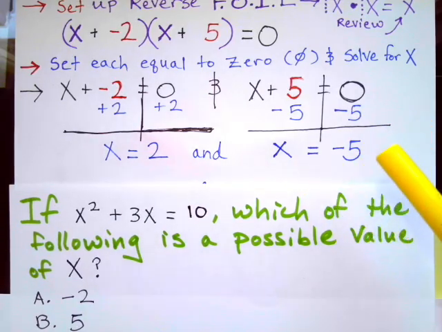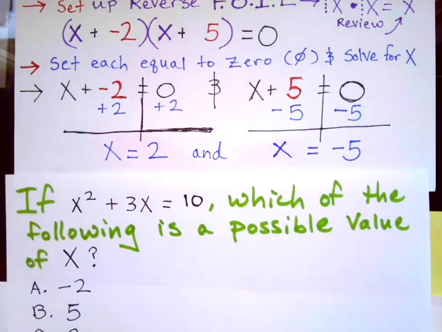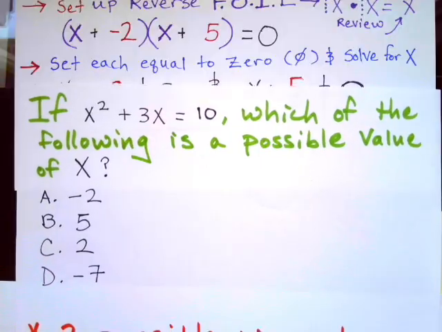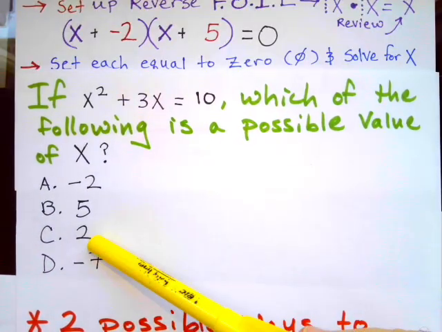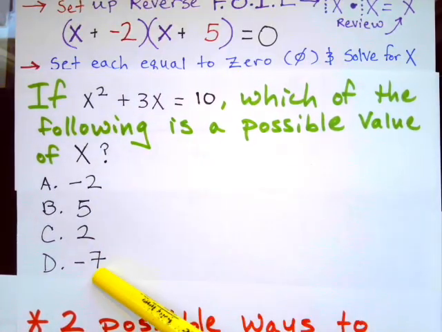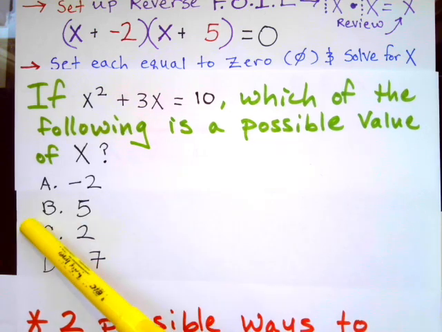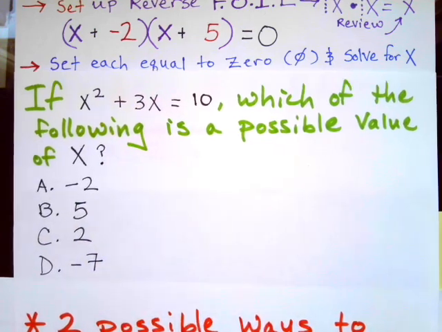x equals negative 5. So, which would be the possible answer? Both 2 and negative 5 are correct. I have a 2 here for C. I do not have a negative 5 in my options. Which would be a possible answer? That would be answer C.